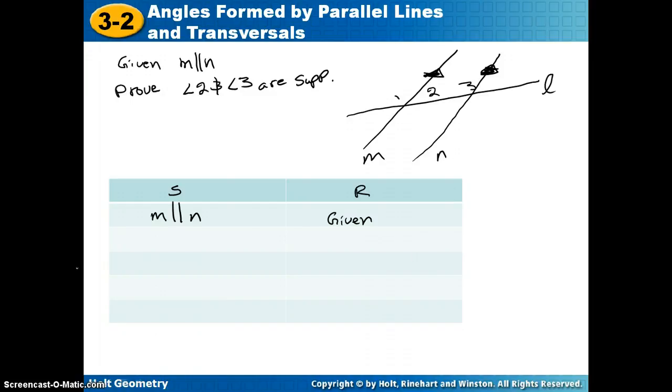Okay, now. If I've got lines that are parallel, what do I know about angles 1 and 3? Try again. Why are they congruent? Right. 1 and 3 are corresponding angles, and therefore, as a result, they're going to be congruent.